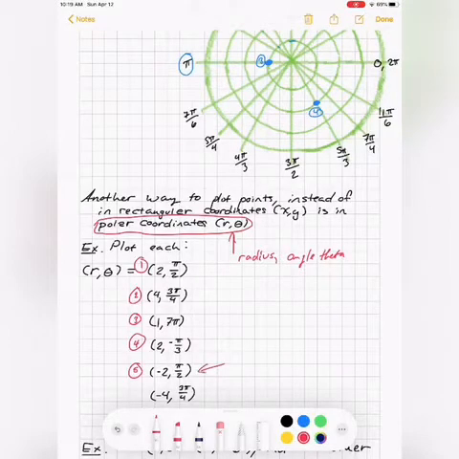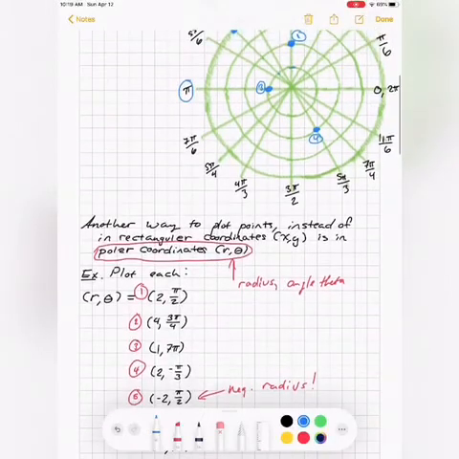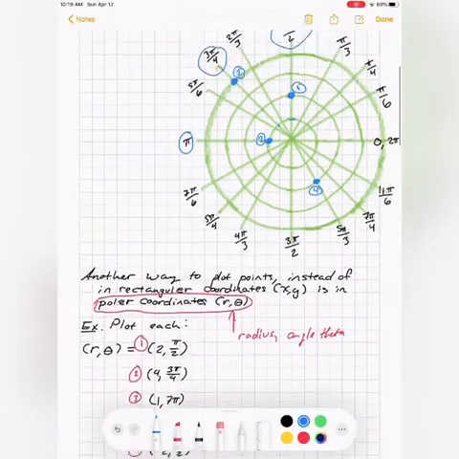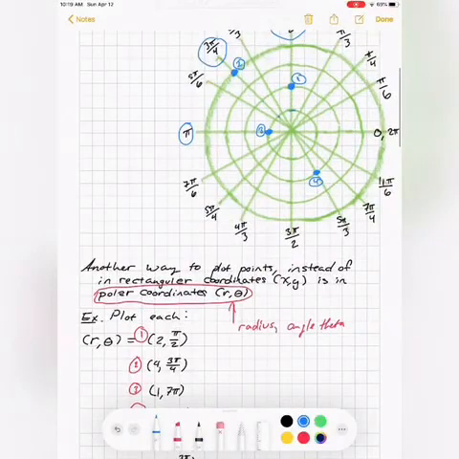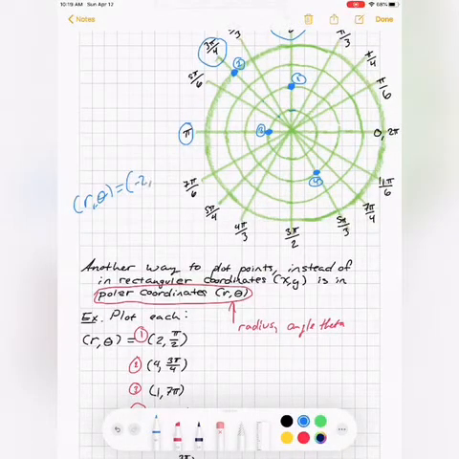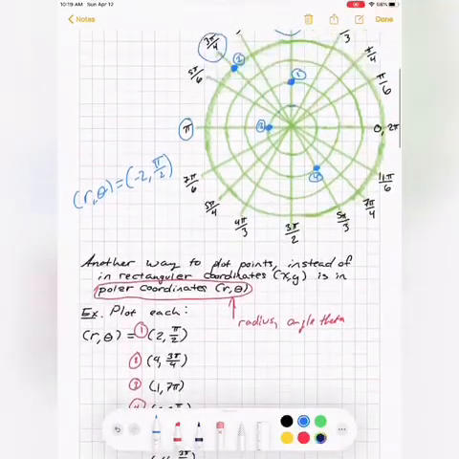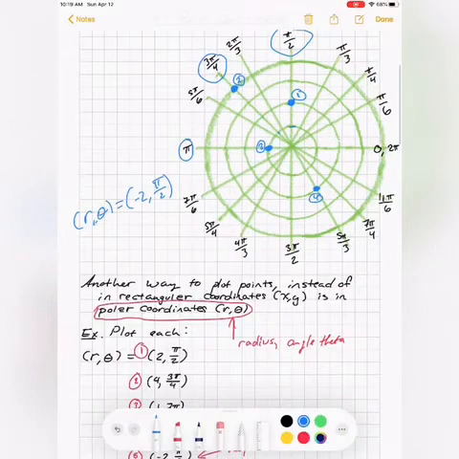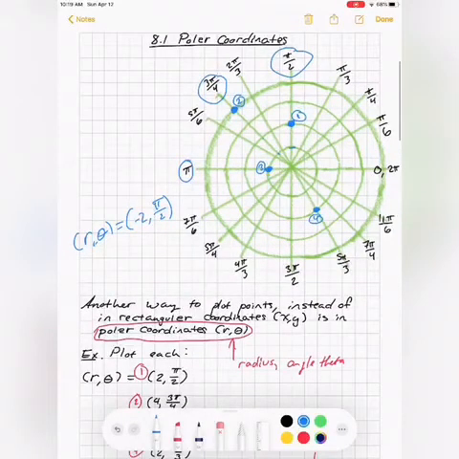Okay, what about a negative radius? Same thing. First I'm going to find the angle. The angle's pi over 2. The one I'm plotting now is this one, for reference. Should I change my color maybe? Let's do this one in red.